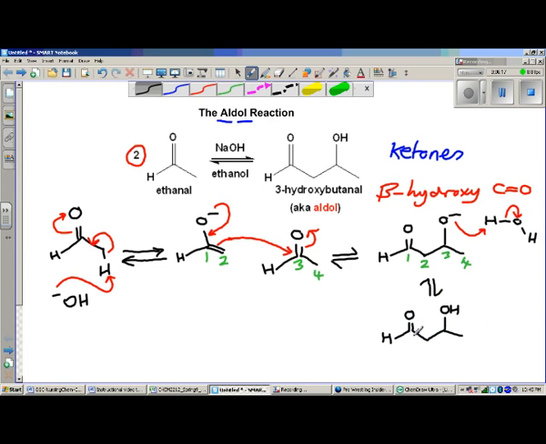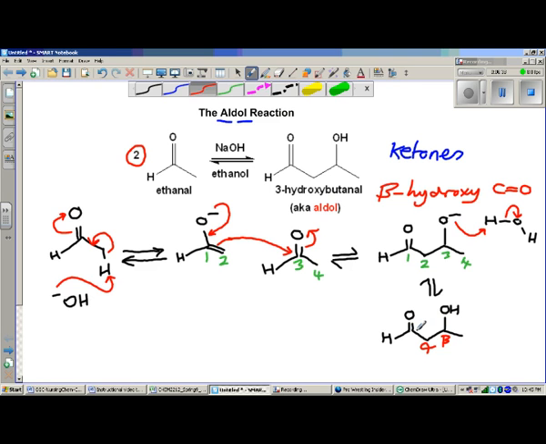Alright, in this case this would be butanal, so this would be 3-hydroxybutanal. Oh crap, yeah, that's right up there, isn't it? Okay, anyway, the important thing is, if this is the alpha carbon, this is the beta carbon, and notice that the alcohol is beta to the carbonyl.